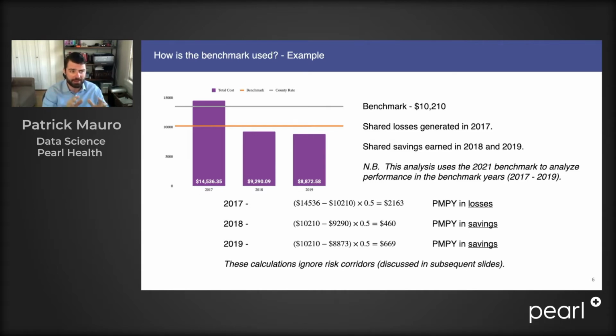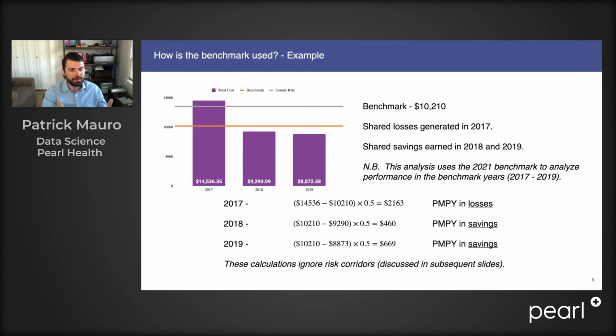Now, a big caveat here is that we are using a 2021 benchmark to analyze performance in 2017, 2018, and 2019. In reality, a 2021 benchmark should only be used to calculate shared savings and losses in 2021, and that benchmark is recalculated for 2022. But we think that this is a pretty good view into the world of direct contracting and has helped providers understand where they might fit into this program.